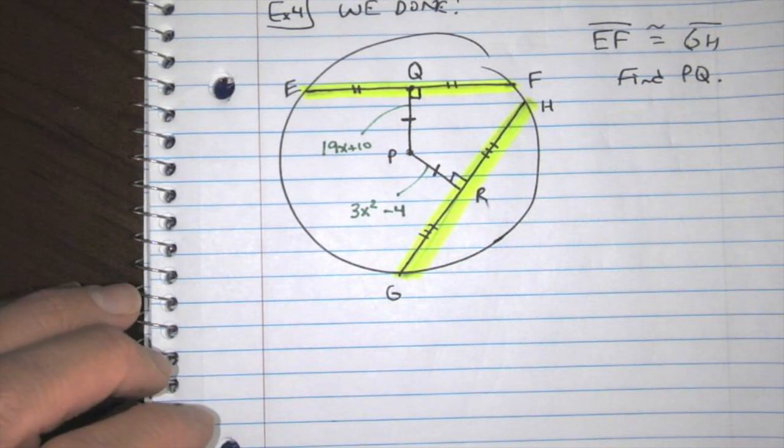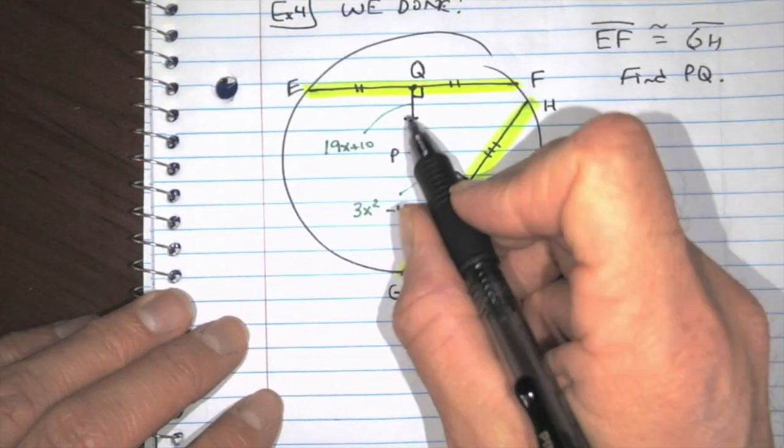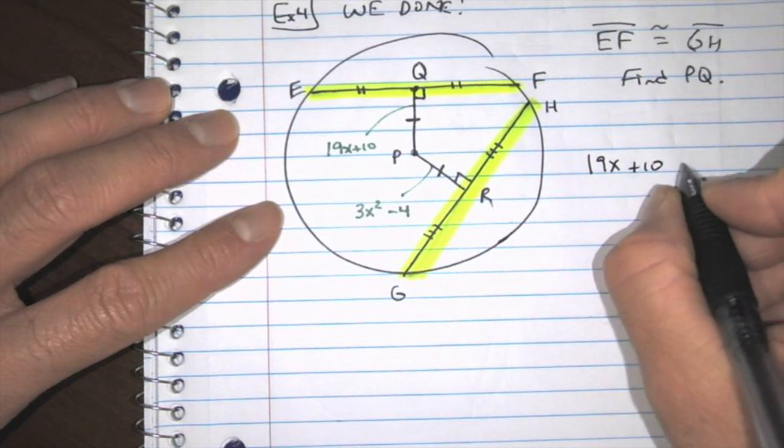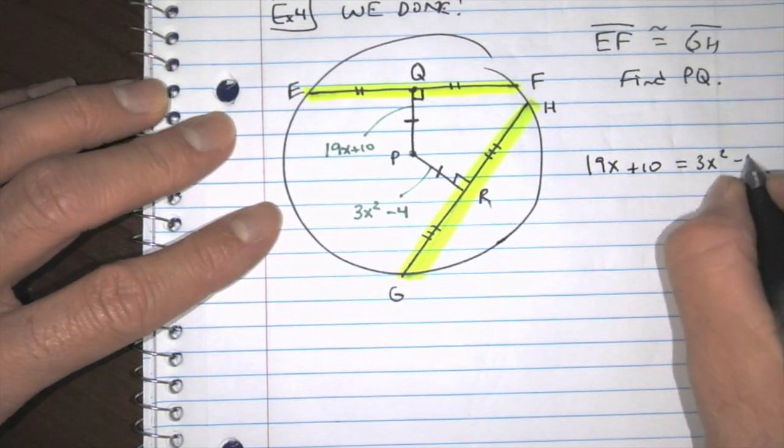All of you can start this problem. Not too crazy. These have to be equal from the last theorem, so go ahead and set them equal. 19x plus 10 is equal to 3x squared minus 4.